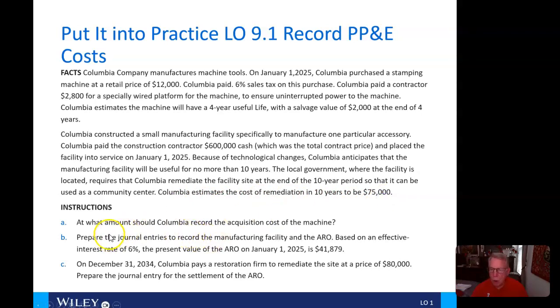So it's asking you, what amount should Columbia record as the acquisition cost of the machine? 2, prepare the journal entries to record the manufacturing facilities and the ARO based on an effective interest rate of 6%. The present value of the ARO is $41,879. And then finally, on December 31, 2034, they pay a restoration firm to remediate the site at a price of $80,000. They want you to prepare the journal entry for the settlement.